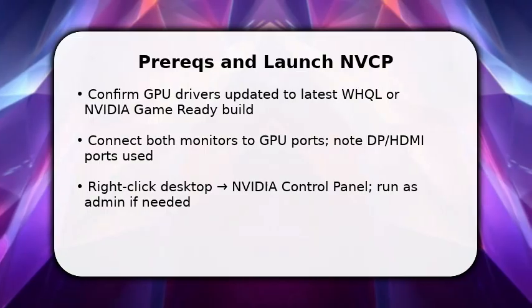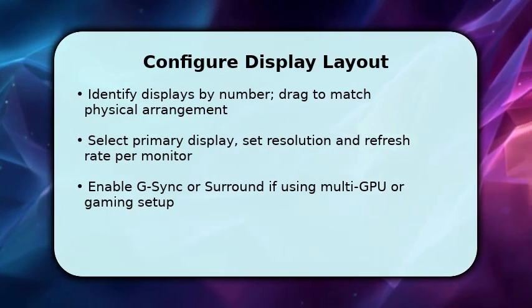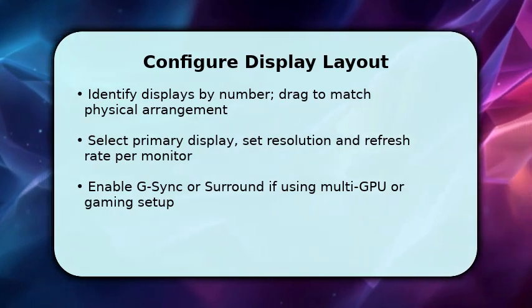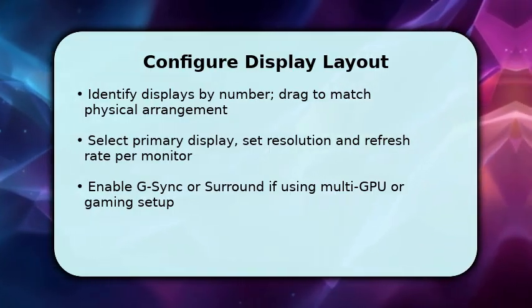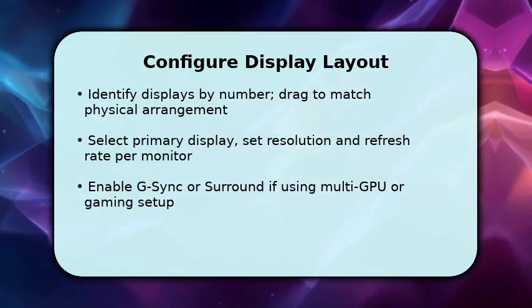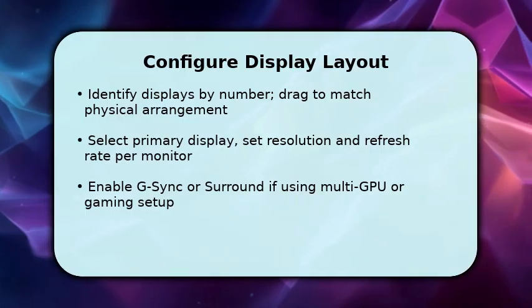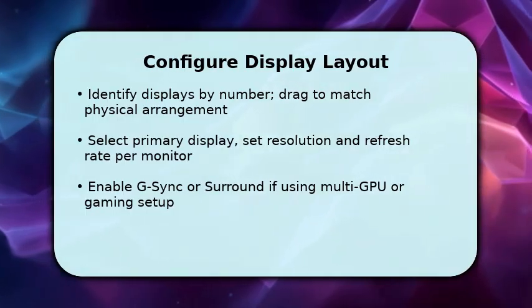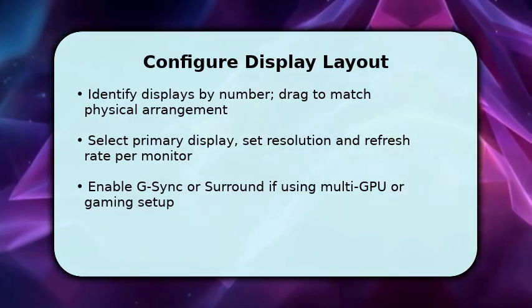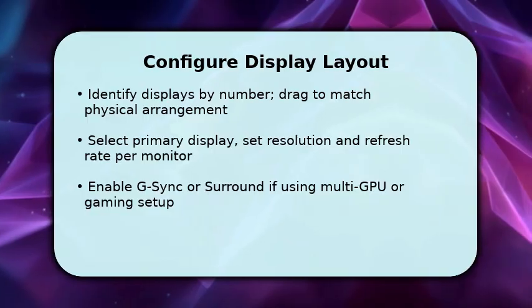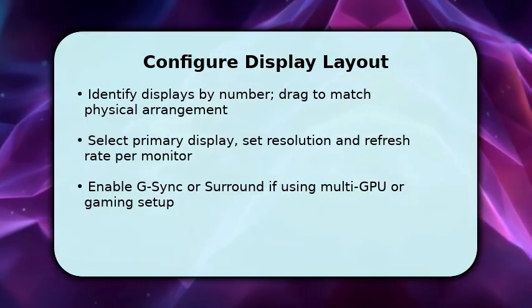You'll now map and configure each screen. Click Identify to show numbers, then drag each display tile to match your desk layout. This prevents cursor confusion. Select the monitor you want as primary, set resolution and refresh rate to its native values, and apply. If you game across screens, enable G-Sync or Nvidia Surround here. Make sure both monitors support chosen features.